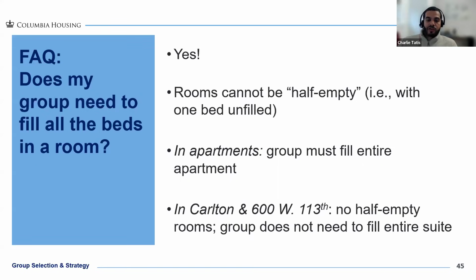For apartments, your groups must fill the entire apartment. This means all beds in all rooms. In suite style buildings, which are Carlton Arms and 600 West 113th Street, you do not need to fill every single bedroom in the suite as long as you fill in all the beds in the rooms you've chosen.